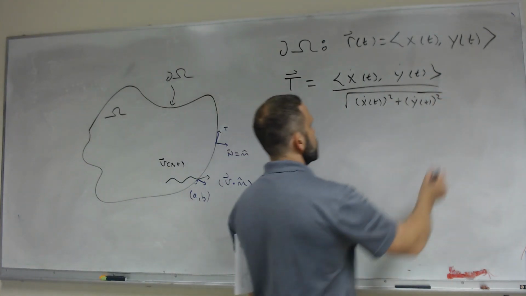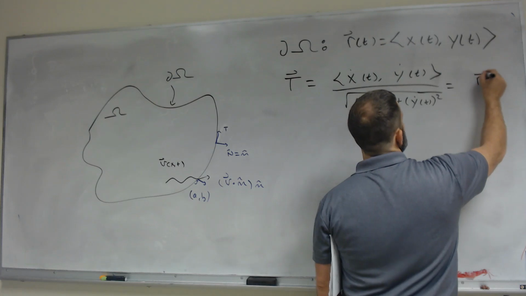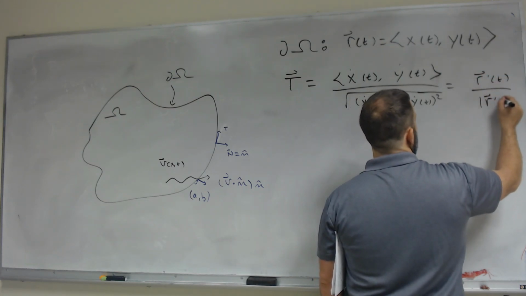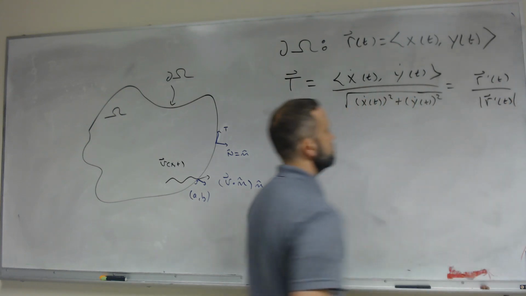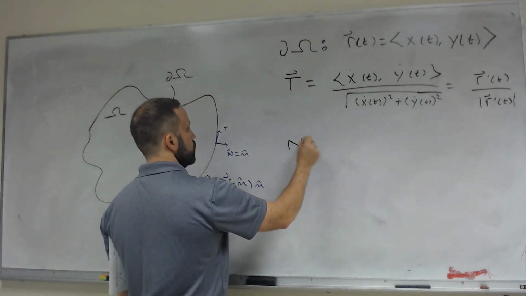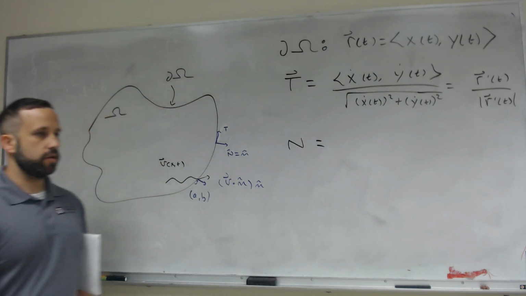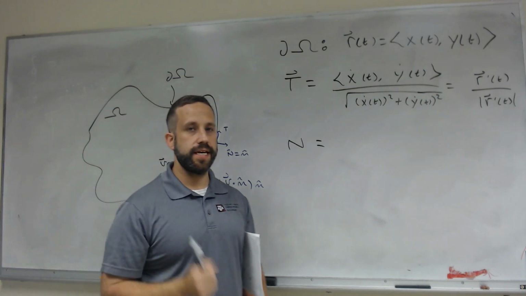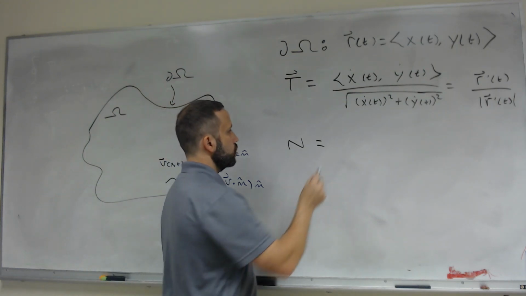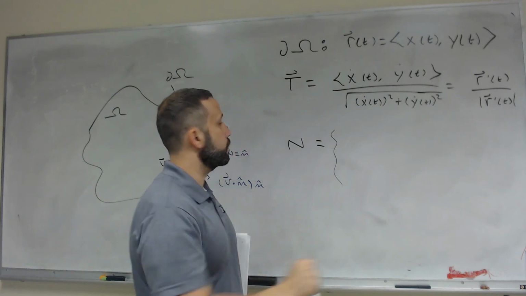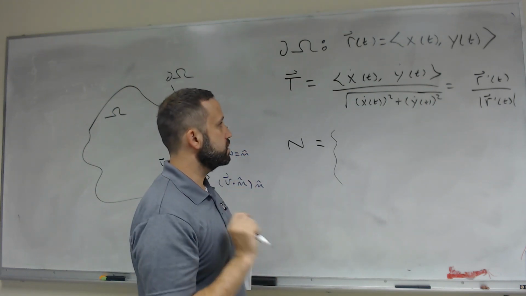And I'm just going to write this, so this is just r prime of t over the magnitude of r prime. Now the normal vector is going to be perpendicular to t and have unit length. Now there are two choices that we can take here. There's exactly two choices for a vector that is perpendicular to t and has length 1.